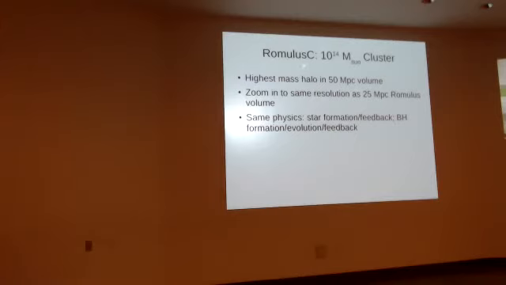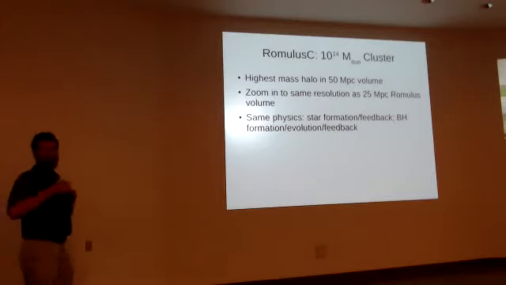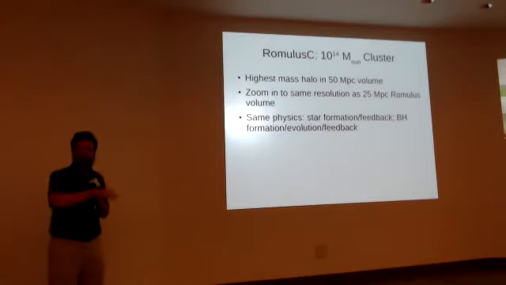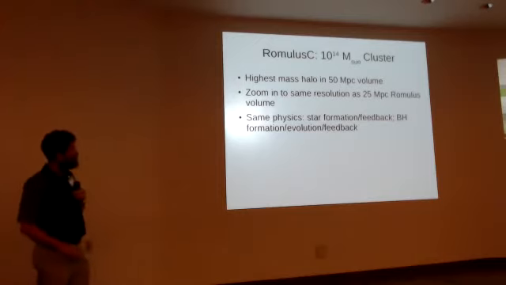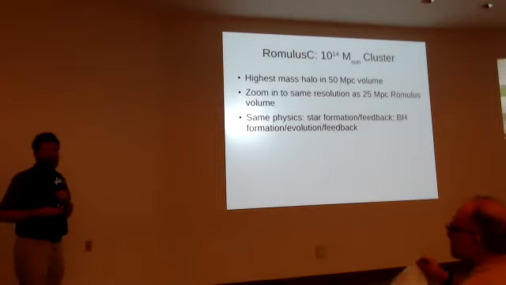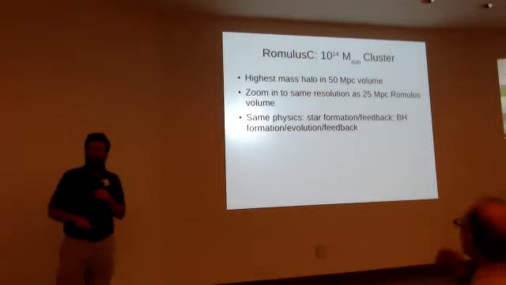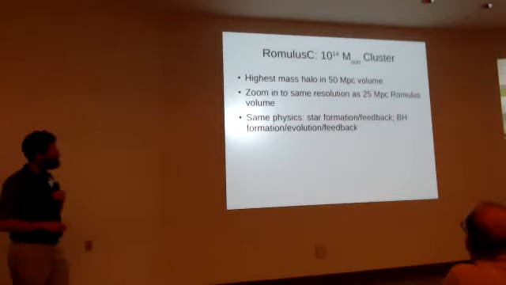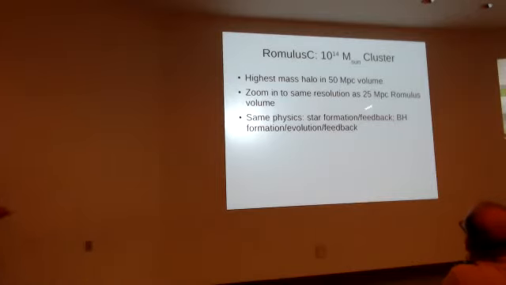We call it Romulus C. Romulus because, again, we have the same AGN and star formation models as the previous simulation, but here we just picked the highest mass halo in a 50 megaparsec volume. It turns out to be about 1.5 times 10 to the 14 solar masses, which we run as a zoom-in with the same mass resolution.